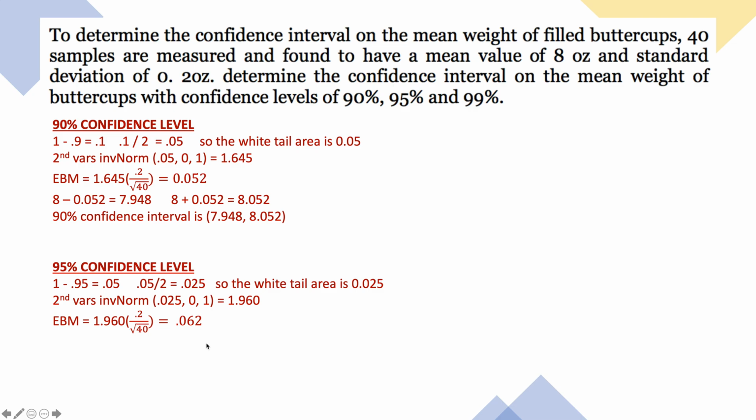What do I do with that 0.062? I subtract it from the mean, the middle of the green area, and I add it to the mean, because it gets me the 2 sides.